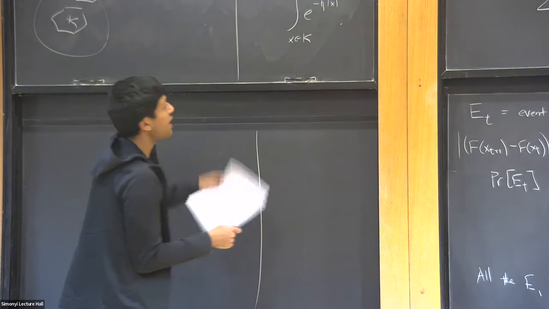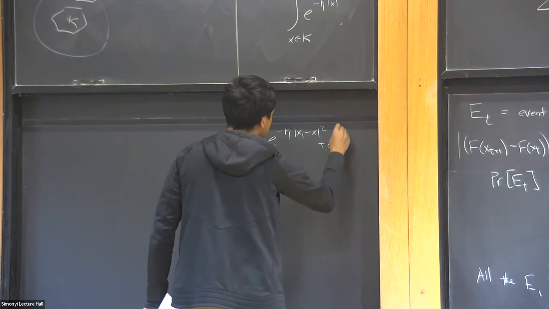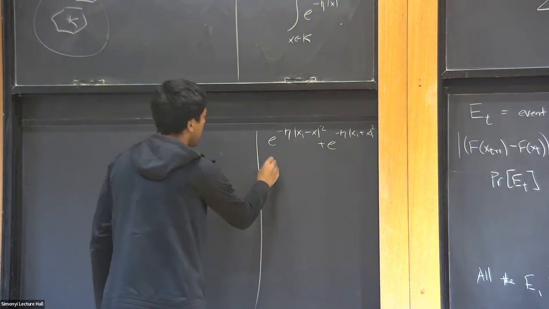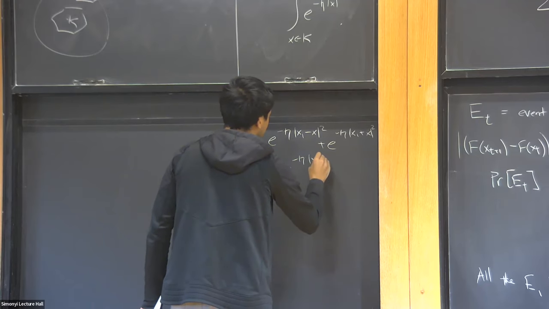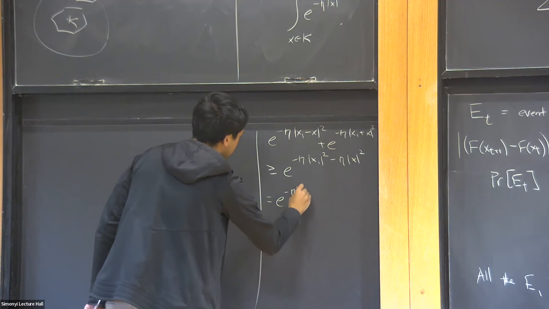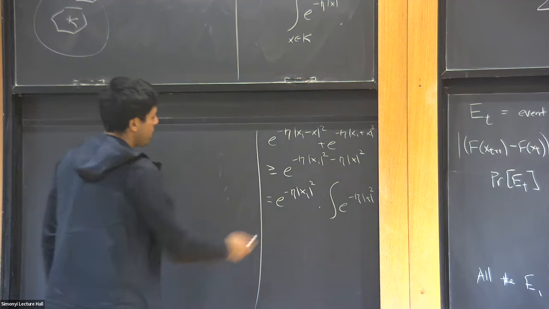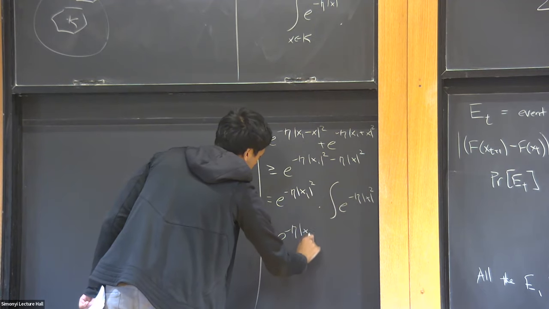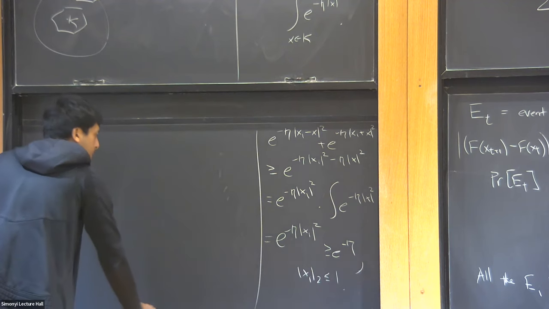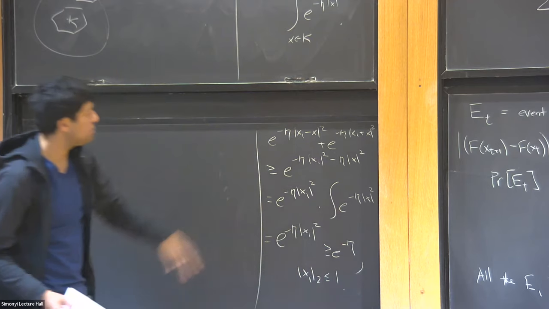In the numerator, remember that k is actually a symmetric set. So by using symmetry on x, we can write this as e to the minus eta times the norm of xi minus x squared, plus e to the minus eta times the norm of xi plus x squared. And you can check, by using convexity, that this is at least e to the minus eta xi squared times e to the minus eta x squared. I left out the integral; I'm going to add it back in. That term will cancel with the denominator, and you'll get e to the minus eta xi squared, which is at least e to the minus eta, because we assumed that the norm of xi was at most one. So the difference in their Gaussian mass is going to be e to the minus eta by using a symmetry argument.